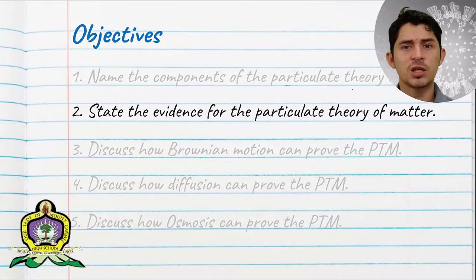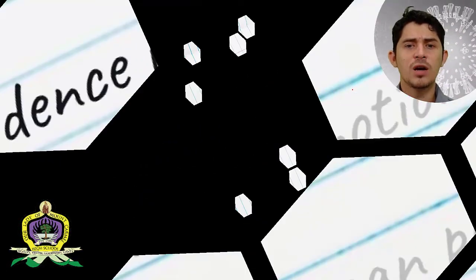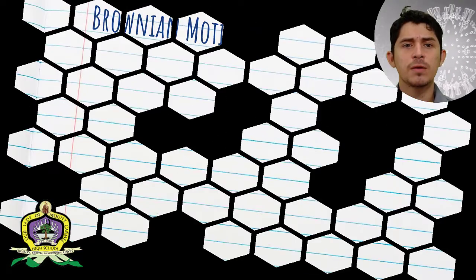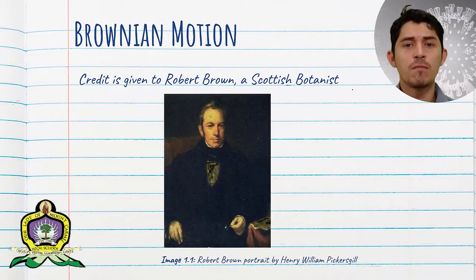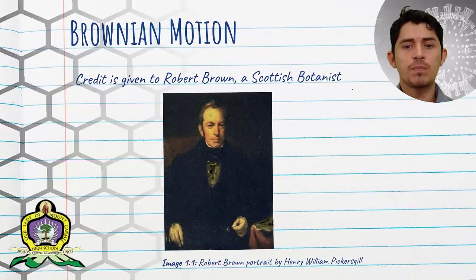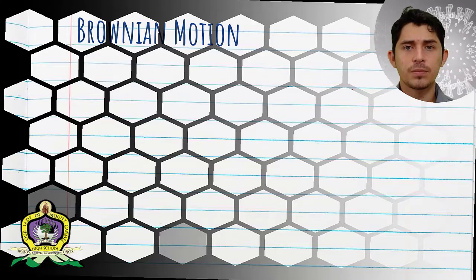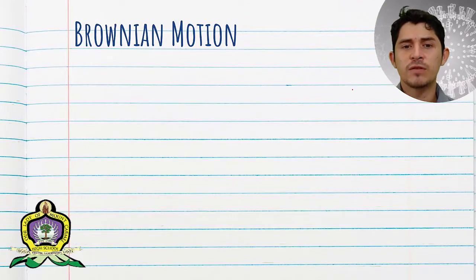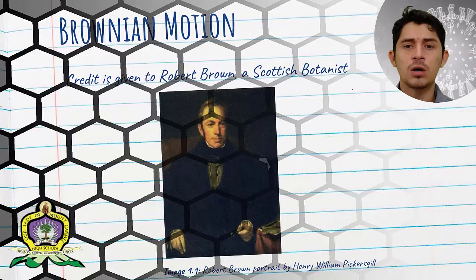Let's look at objective number two. What is the evidence that speaks for the particulate theory of matter? We have three, but we start with Brownian motion. And Brownian motion is a type of movement in which particles move randomly. And it was observed by Sir Robert Brown, who is depicted here in the image.